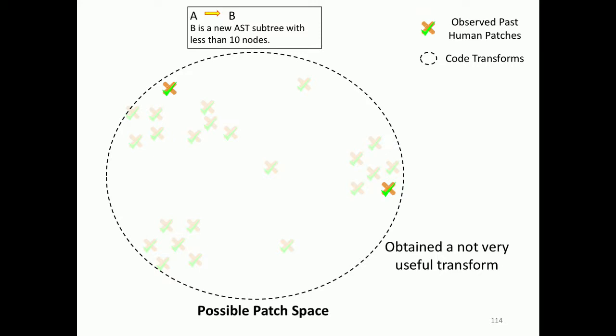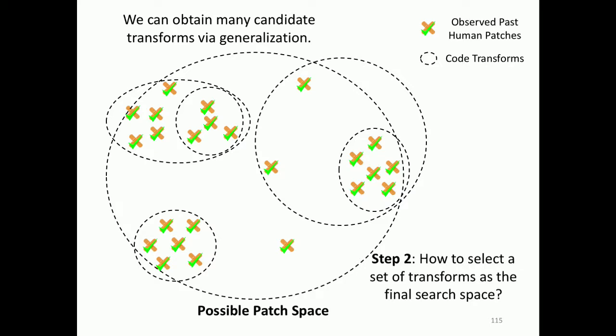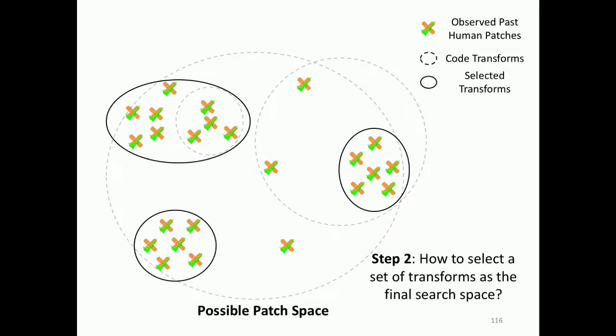You can think of a sampling algorithm that samples subsets of training patches and then performs the generalization algorithm on each subset we sampled. Then we will get a lot of candidate transforms, a lot of candidate high-level actions. Now the key question is how we're going to select the set of high-level action transforms we're going to use in the end for patch generation, respecting the trade-off we have. So here's how we're going to do this.